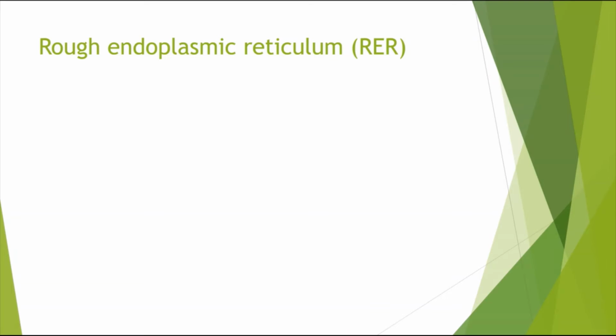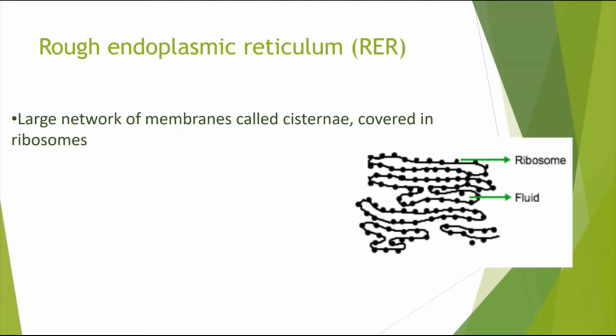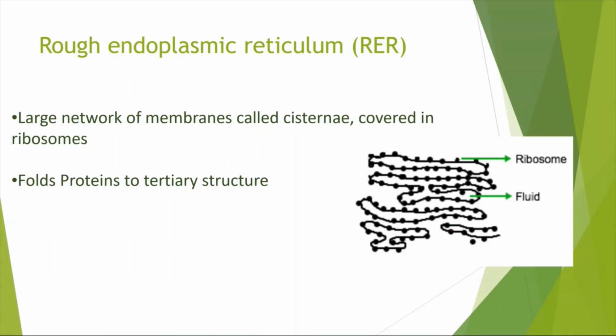So now the rough endoplasmic reticulum, or the RER. So this is a large network of membranes called cisternae. Again, cisternae, so like flattened sacs. So they are covered in ribosomes. So you'll be able to see, for example, this is a ribosome. So it contains a lot of ribosomes, and this is what makes it rough. So what it does is it folds the proteins from the secondary structure to the tertiary structure. So it would form bonds, and so it would turn them into a 3D structure, which is the tertiary structure.